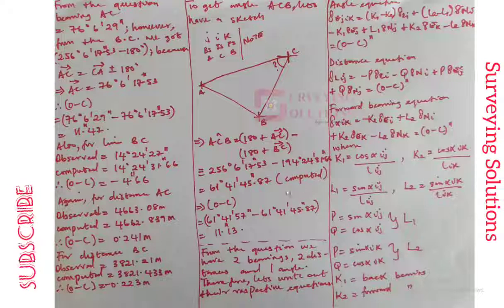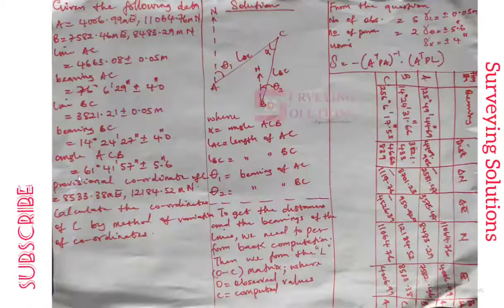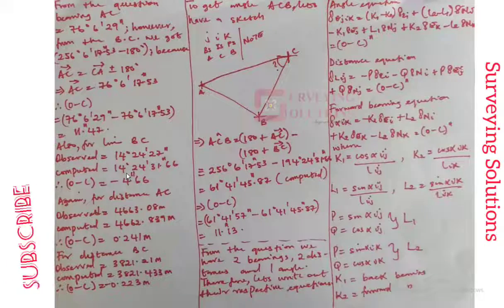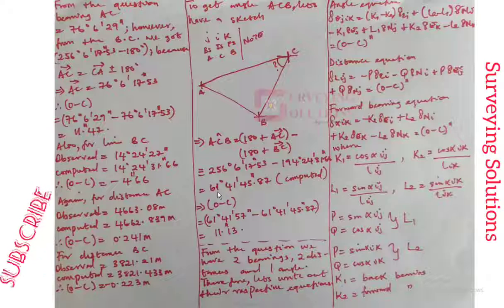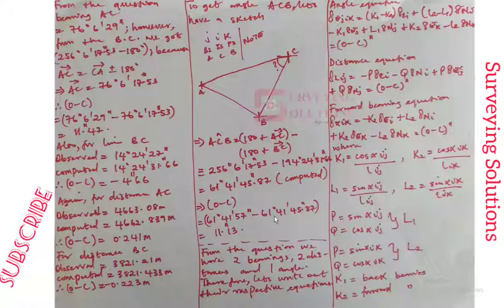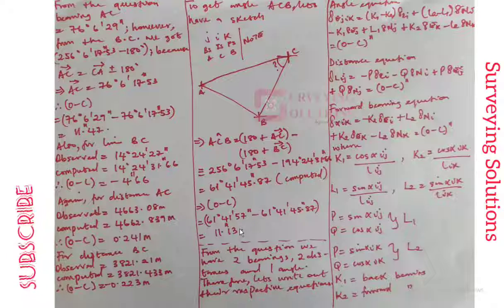This is our computed angle, which we are now going to use with the observed angle as given to us in the question. The observed angle given to us is 61 41 57, right? Good. By the time you find their difference, you should be able to come up with 11.13 seconds. Please, you should be doing this with us. It is very, very important, right?